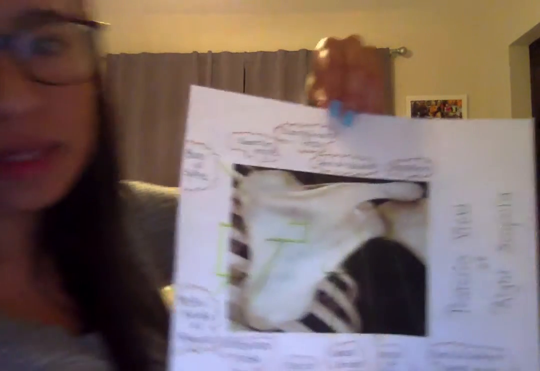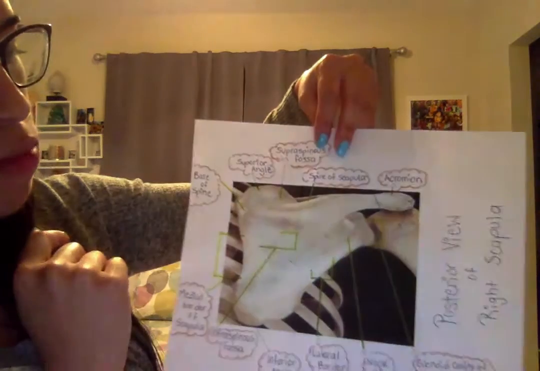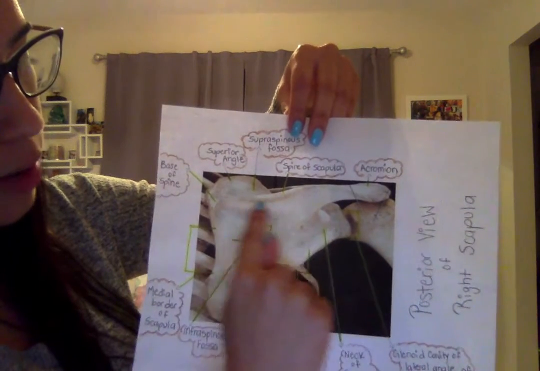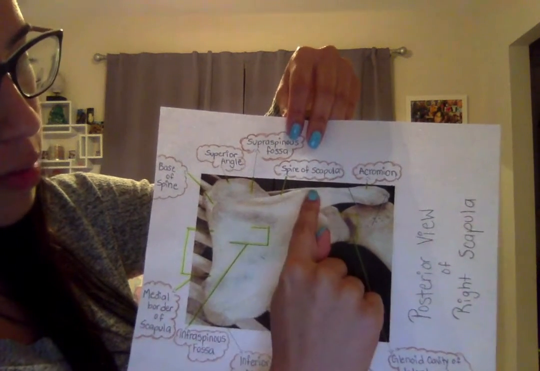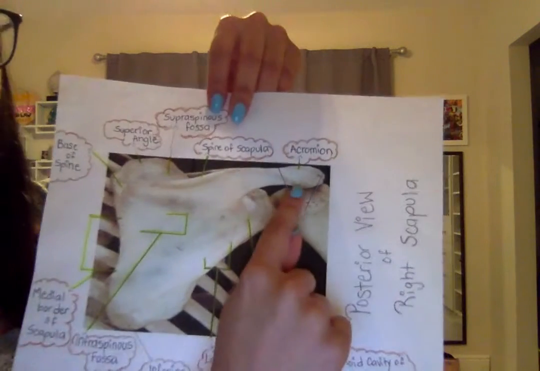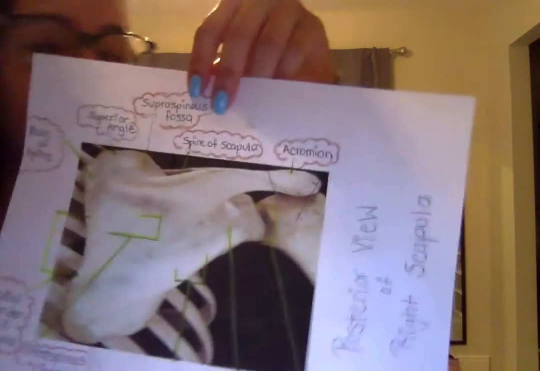We also have the base of the spine, which is right over here. We have the spine of the scapula, which is right over here. It would be from this point to this point. We have the acromion, which forms the acromioclavicular joint with the clavicle.